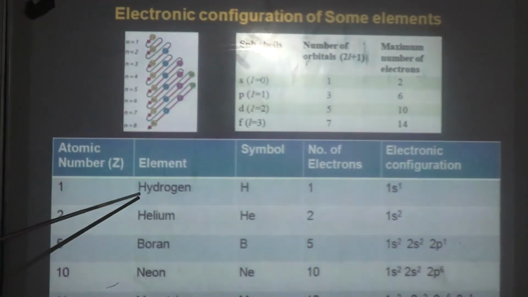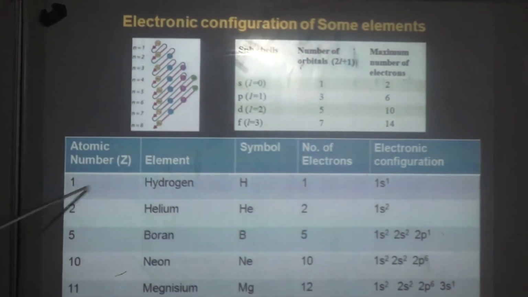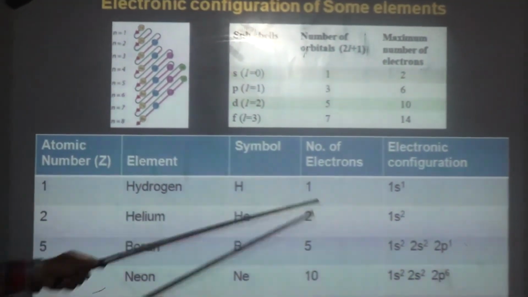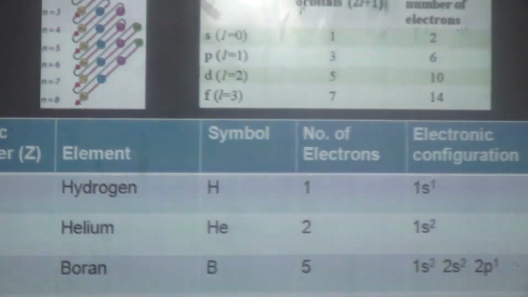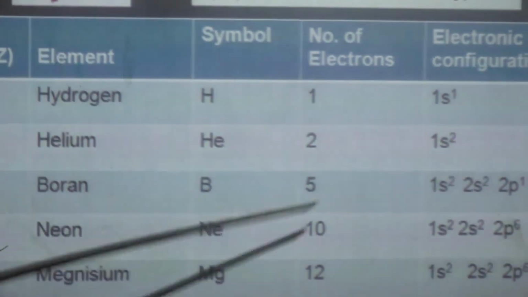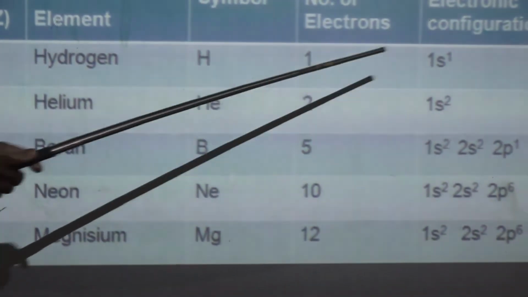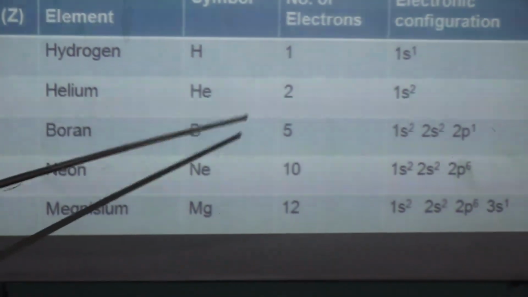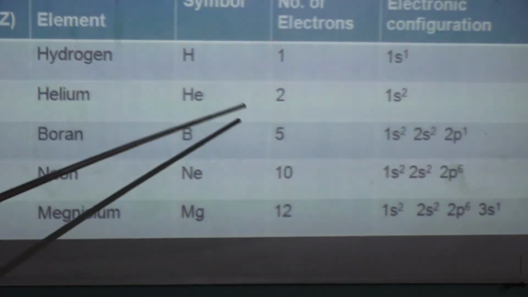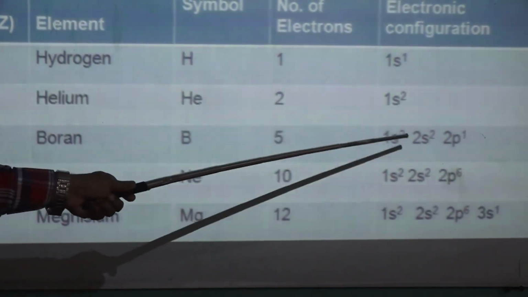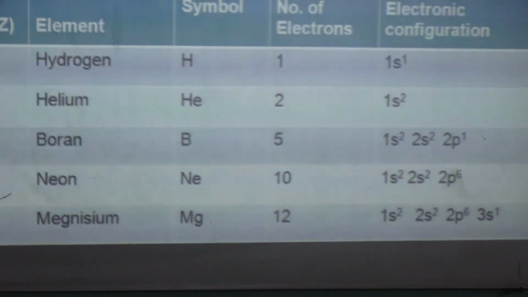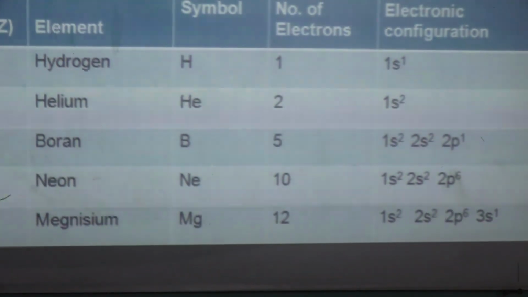Now I have taken hydrogen, atomic number 1, symbol H, number of electrons 1. Only 1 electron, first it enters into the 1s orbital, 1s1. You can refer to this Aufbau chart, 1s1. Helium, atomic number 2, 2 electrons. So 1s2, because the 1s orbital can accommodate 2 electrons, so 1s2.